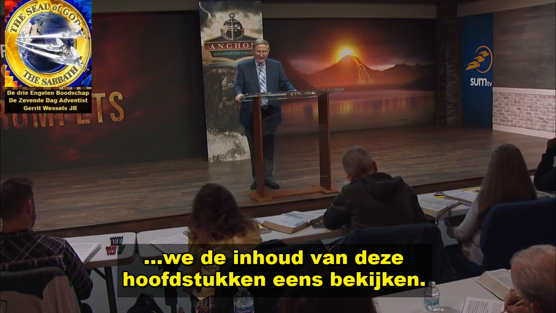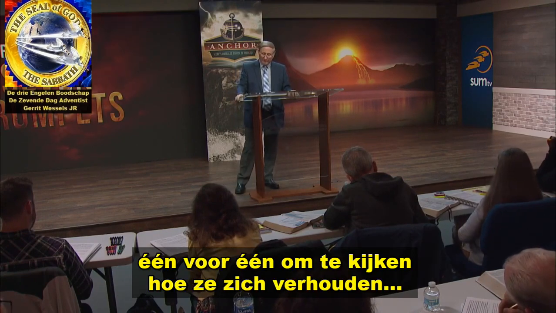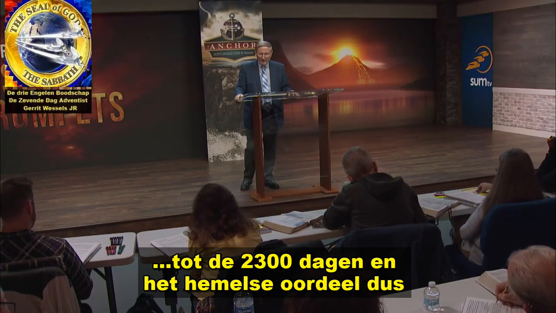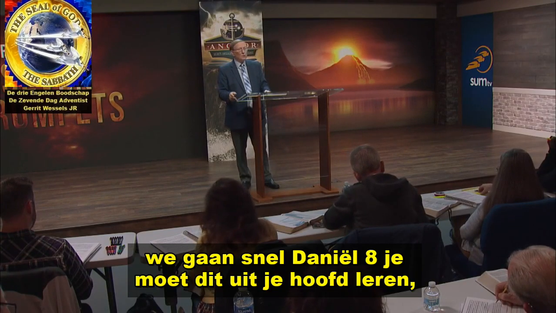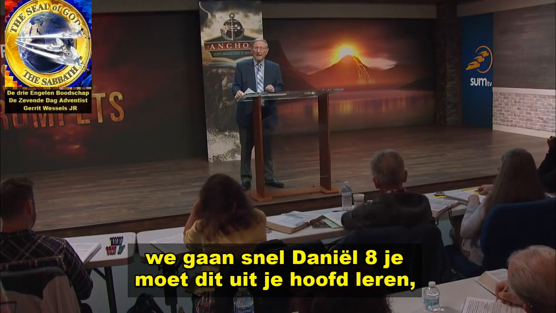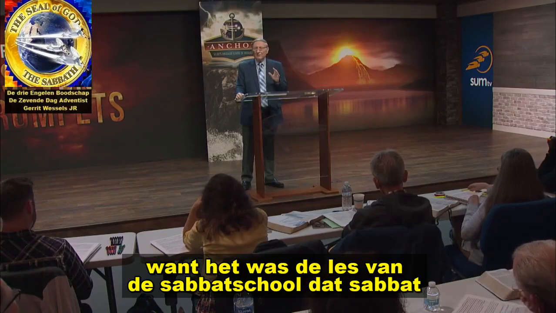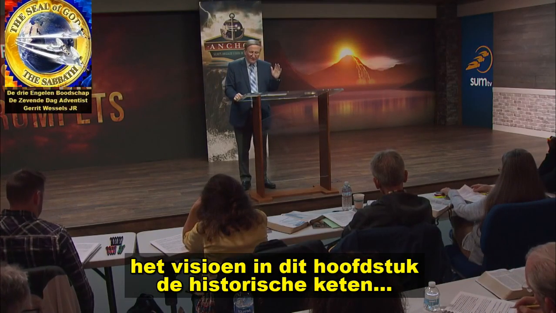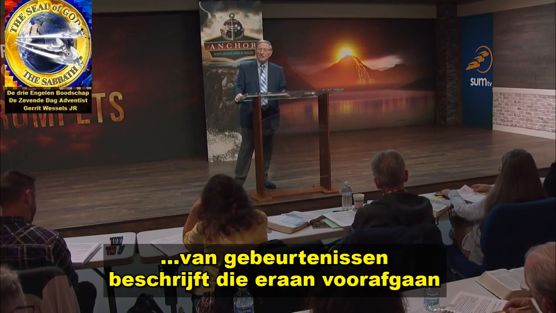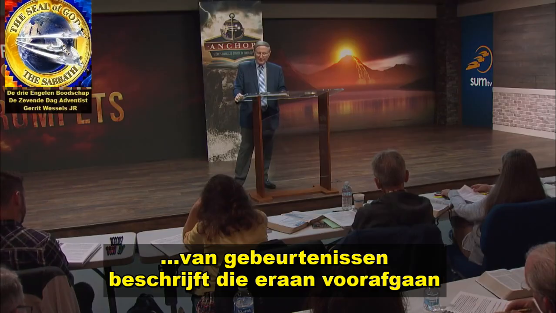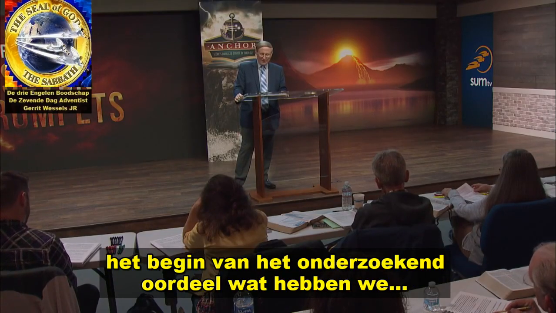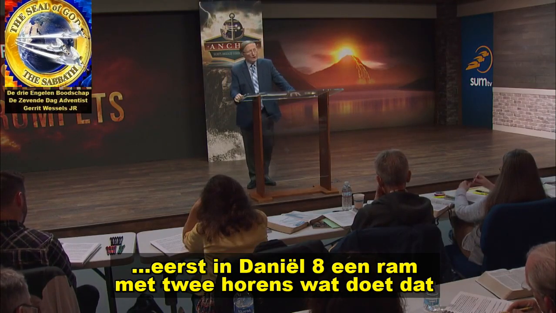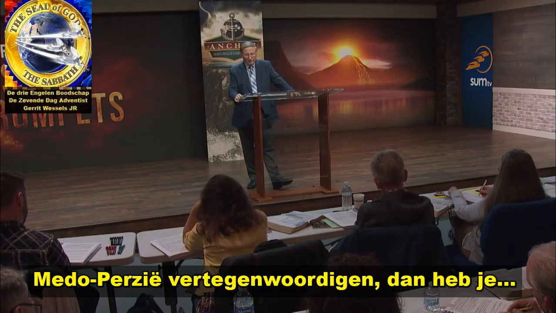Let us consider the content of these chapters one by one to see how they relate to the 2300 days and the heavenly judgment. So we'll go quickly. Daniel 8. You should have this memorized because it was a Sabbath school lesson last Sabbath. The vision in this chapter describes the historical chain of events that precede the beginning of the investigative judgment. What do we have first in Daniel 8? A ram with 2 horns. What does that represent? Medo-Persia.